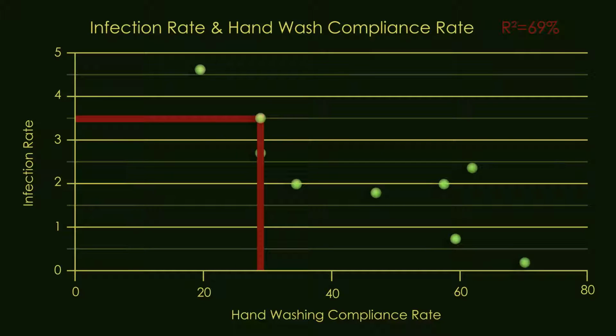In this example, we have hand washing compliance rate on the x-axis because it is a suspected influence of infection rates, which is on the y-axis. Another value you may see on the scatter plot is the R-squared calculation. R-squared is the percentage which describes the variation in the data represented by a linear model. The closer the data points are to this line, the higher the value.